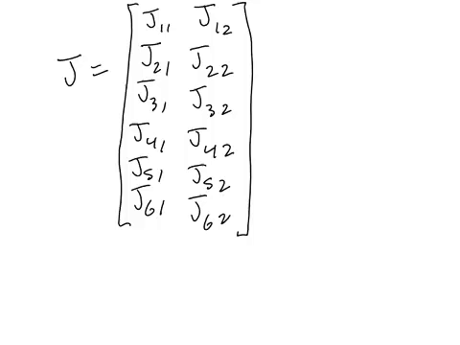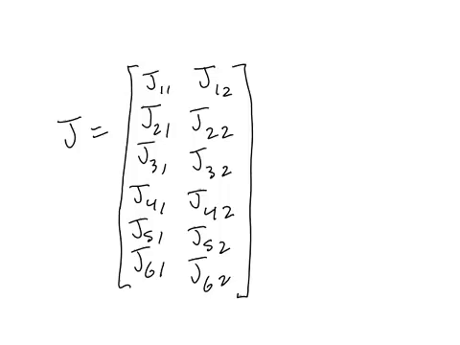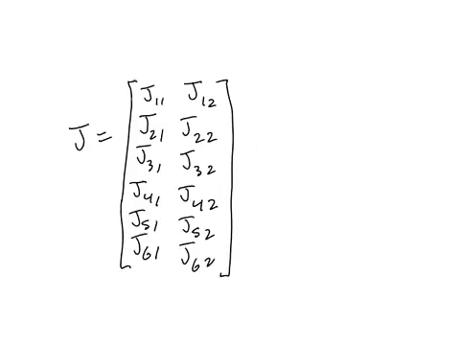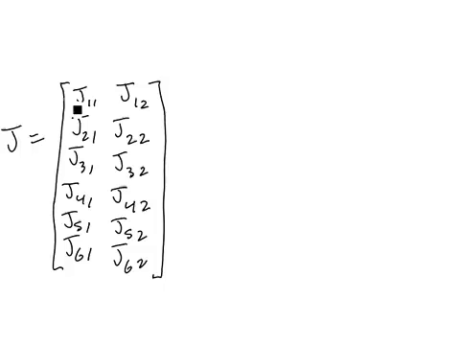Here's a Jacobian matrix that has 6 rows, as all Jacobian matrices do, and 2 columns. So this is a Jacobian matrix for a manipulator that has 2 joints. When I take the transpose of this matrix, it will look like this. To calculate the transpose, I'm going to take the first column of the Jacobian and I'm going to write it as the first row of my transpose.